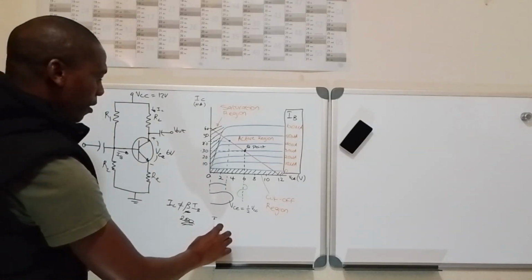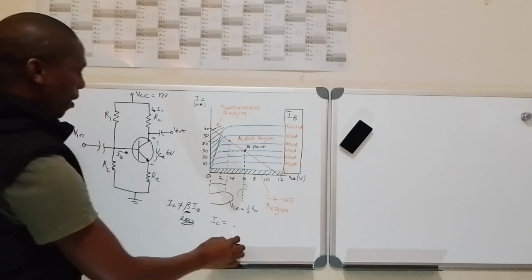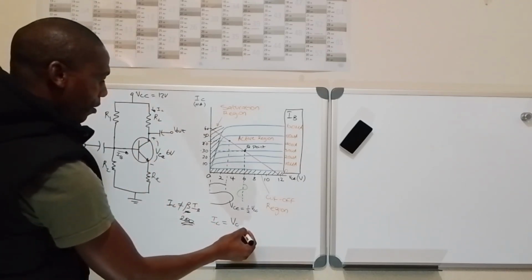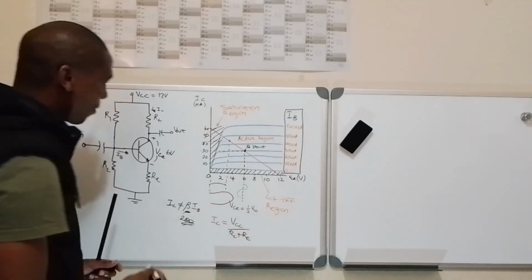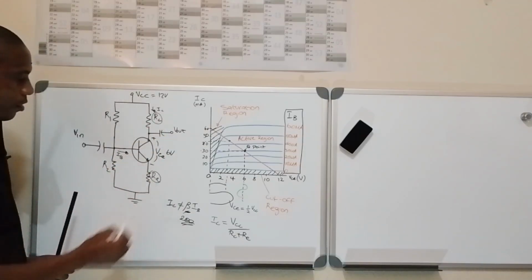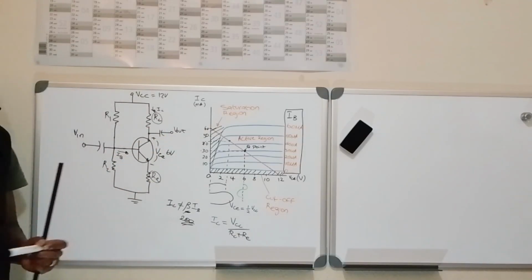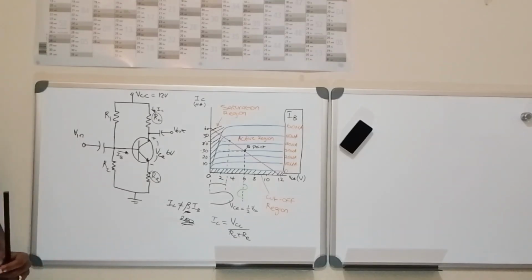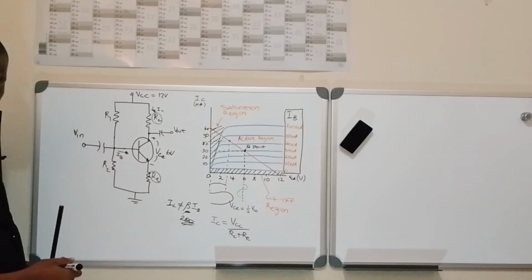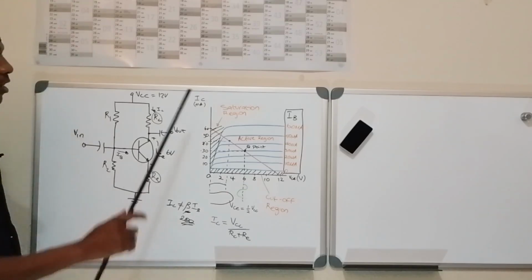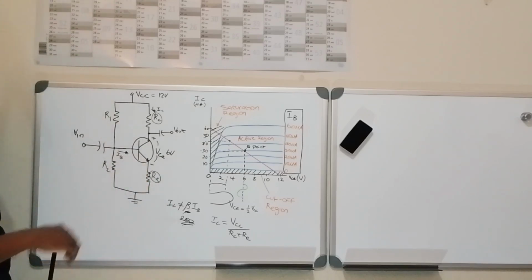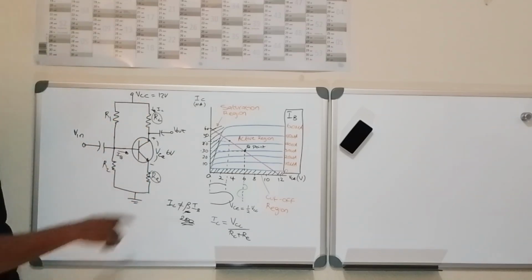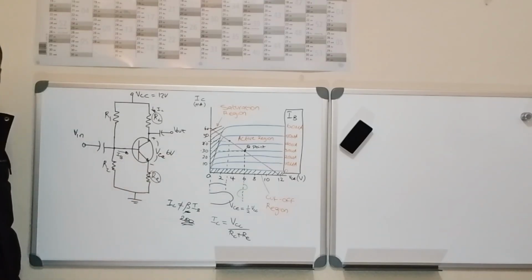That's when now IC is equal to VCC over RC plus RE. RC is here and RE is this one. Then in that state, the transistor is operating in the saturation region. In the saturation region, that's when the transistor lets the maximum current pass through from the collector to the emitter. And in this case, the transistor behaves as a closed switch.